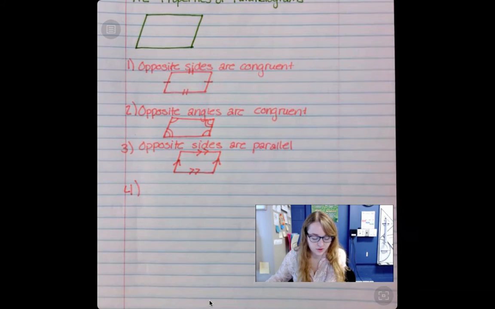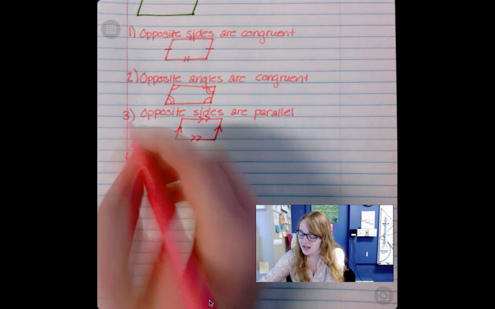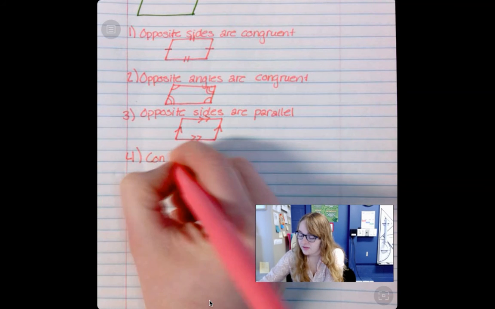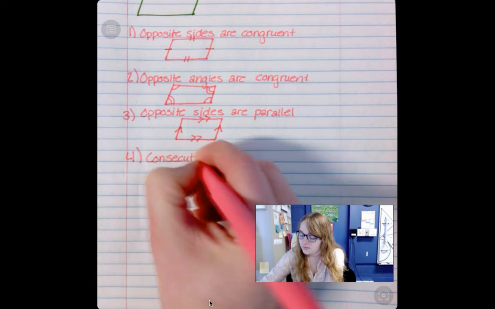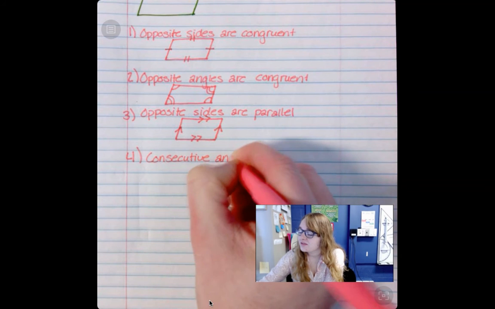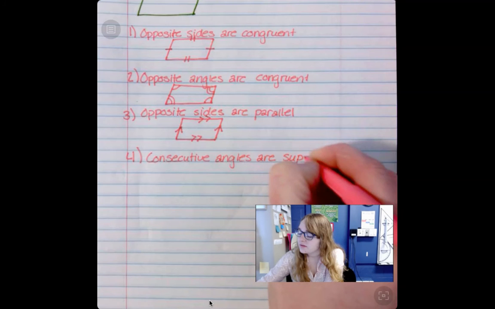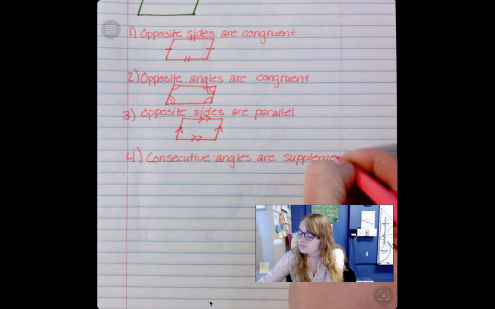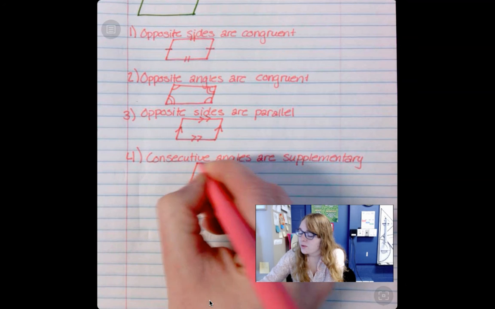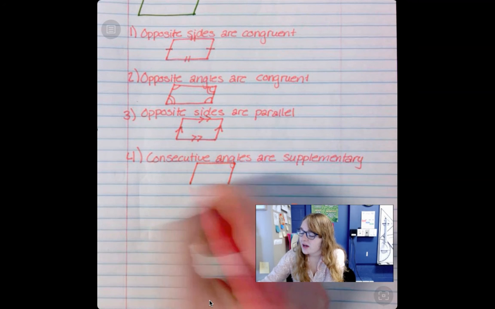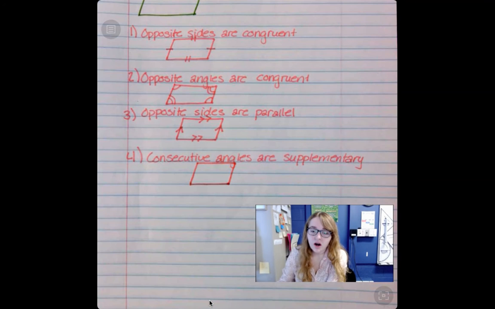Our fourth super cool rule is that our consecutive angles are supplementary. Lots of vocab in this one, so let's break that down. Remember that consecutive angles, we talked about that way back in chapter 3, where our consecutive angles were on the interior of our 2 parallel lines and on the same side of the transversal.